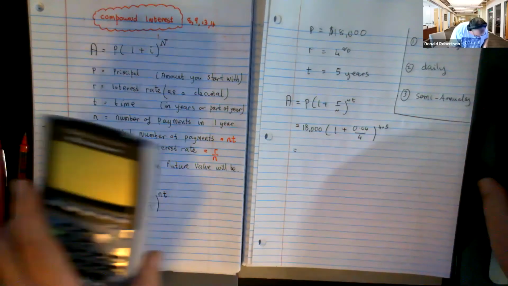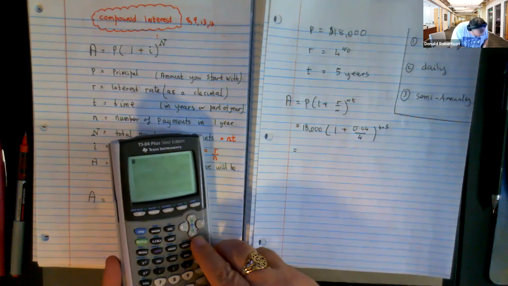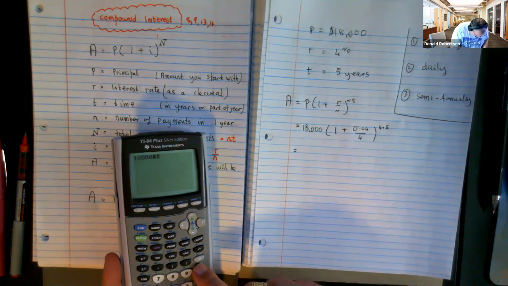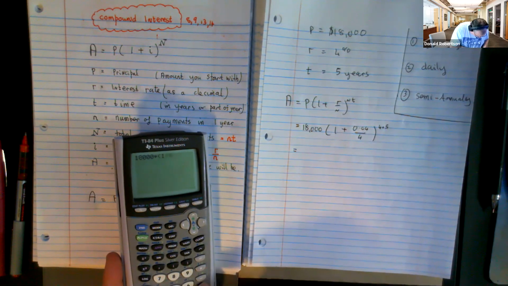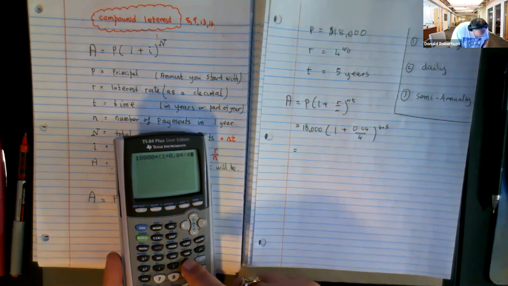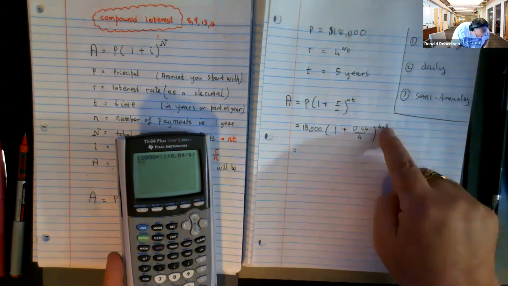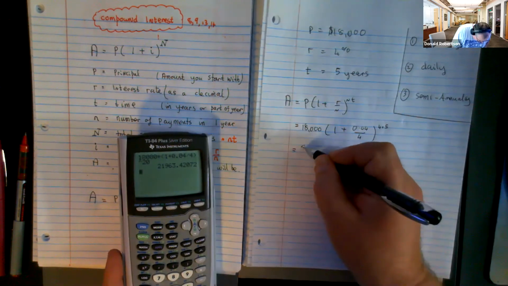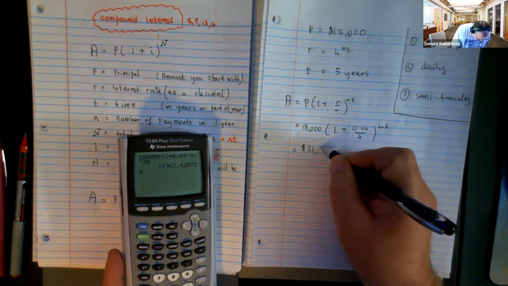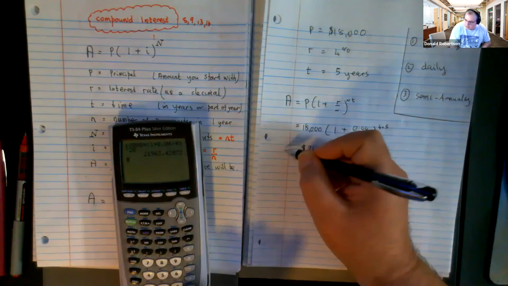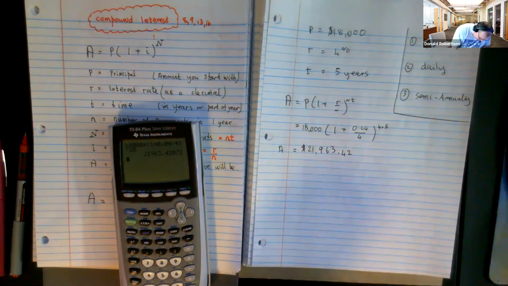And on this calculator here, let's see if I get the right numbers for a change. 18,000 times a bracket 1 plus 0.04 divided by 4, close the brackets, raised to the power, I'll just do that in my head, it's 20. And I get 21,963 and 42 cents. Does that look good? Good, okay.